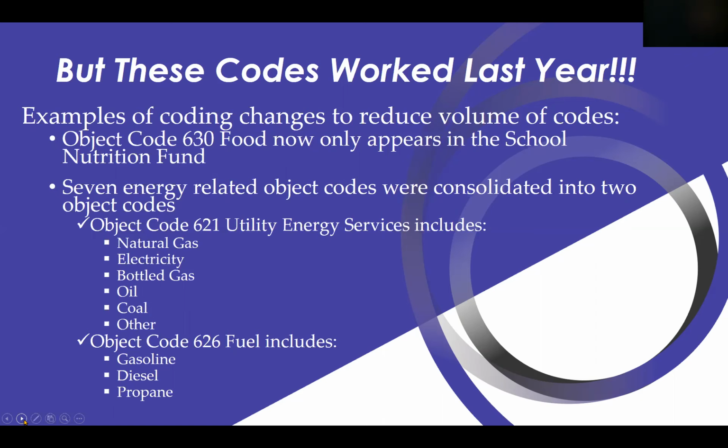We also slimmed down codes by consolidating 7 energy related codes that were object codes into 2 object codes. So we combined them. 621 is utility energy services. That's how you heat and light the buildings. And that's all listed there below. And then 626 is fuel. That's how you're filling up your buses or your school vehicles, and that's all separate. So it's either utility, whatever it takes to run your building, or what you use to run your vehicles.